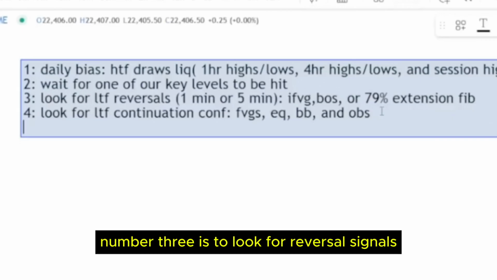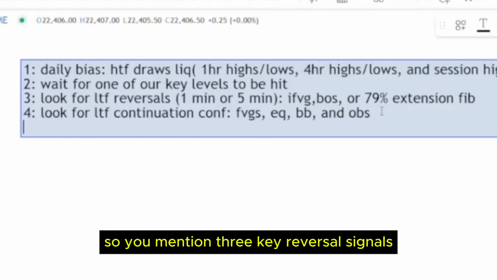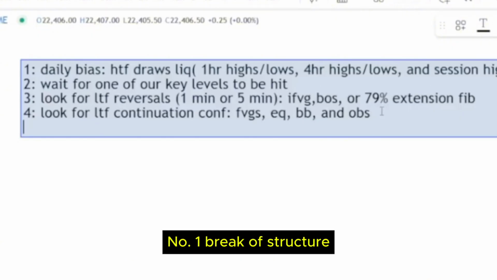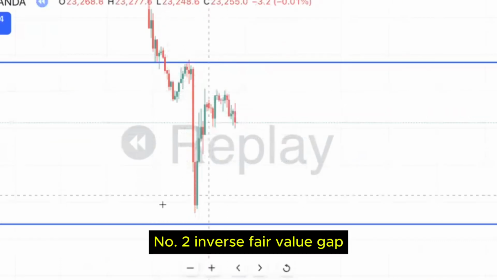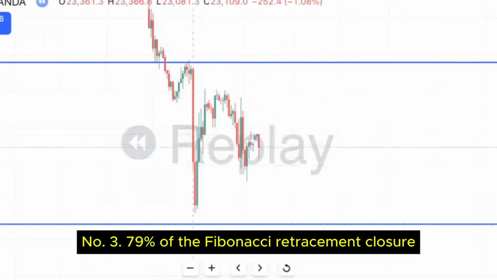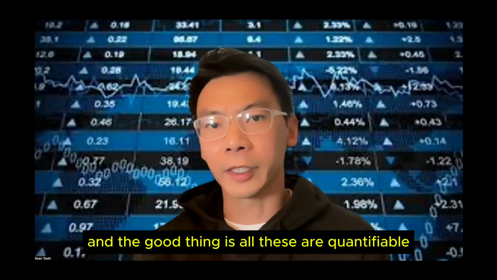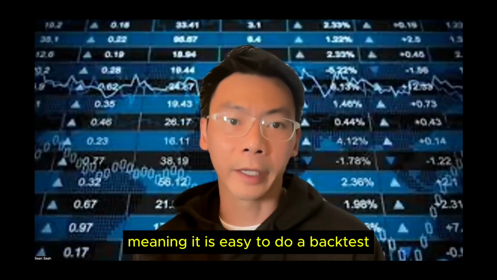Number 3 is to look for reversal signals. So you mentioned 3 key reversal signals. Number 1, break of structure. Number 2, inverse fair value gap. And number 3, 79% of the Fibonacci retracement closure. And the good thing is all these are quantifiable, meaning it is easy to do a backtest.